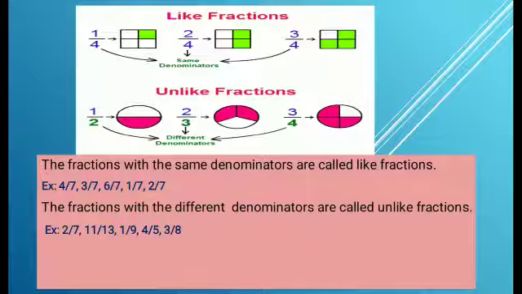The fractions with different denominators are called unlike fractions. Example: 2 upon 7, 11 upon 13, 1 upon 9, 4 upon 5, 3 upon 8.